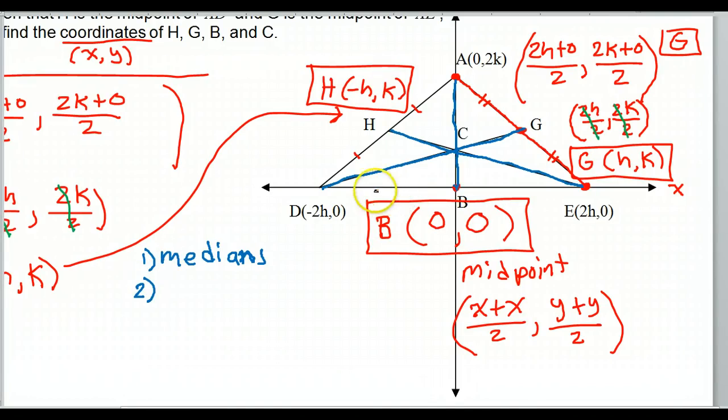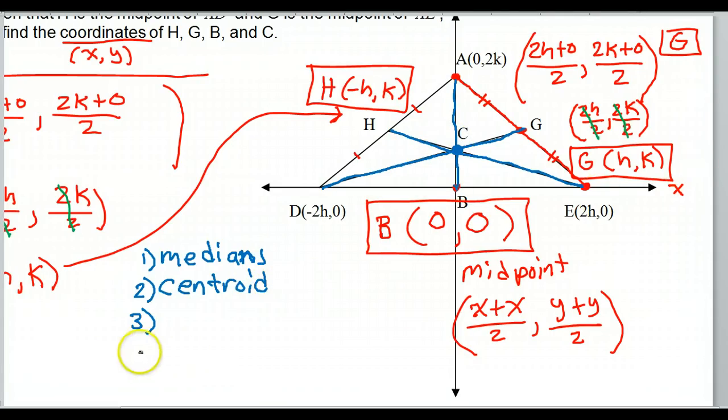Well, when you have intersecting medians, that is a special triangle center. So this point C is a special triangle center. Which one is it? Is it the circumcenter? Is it the centroid? Is it the incenter? Or is it the orthocenter? Which triangle center is this? This is the centroid. In case you forgot, the centroid, by definition, is the intersection of medians. So this is the centroid.